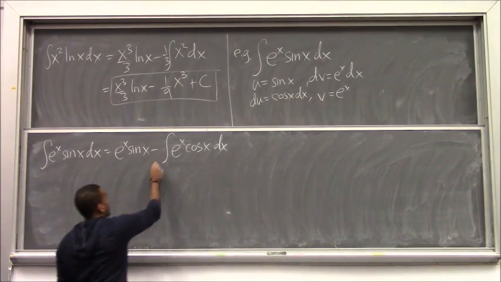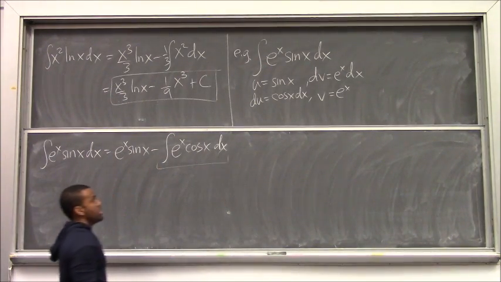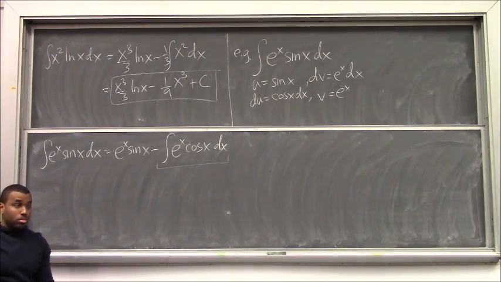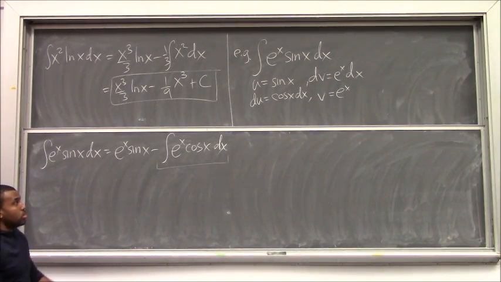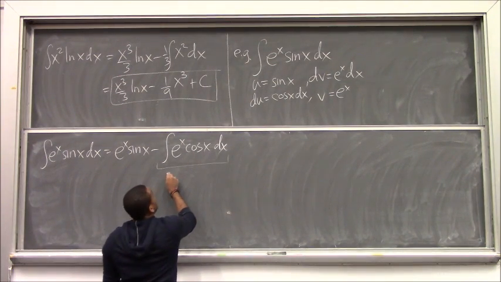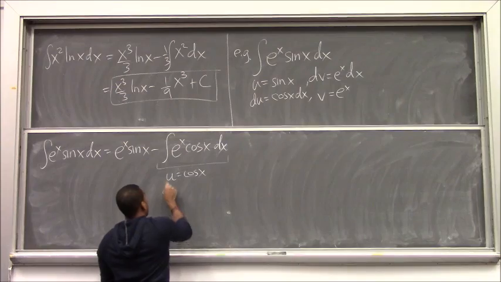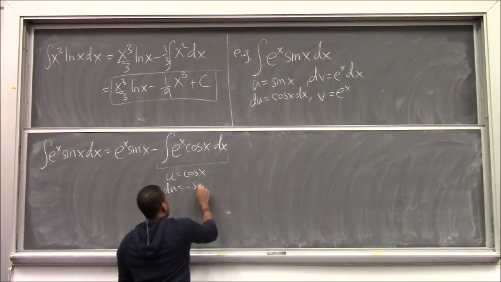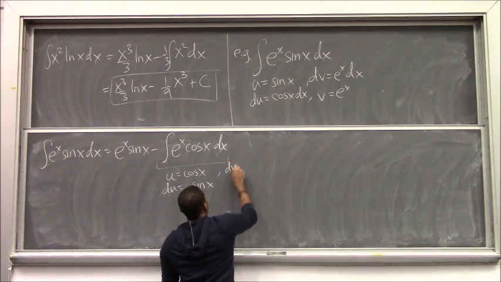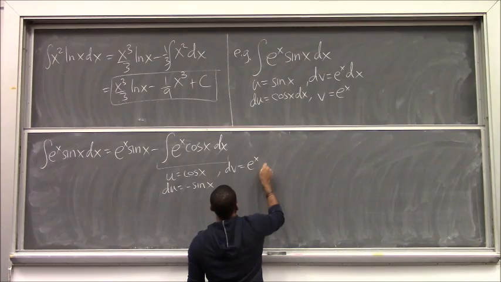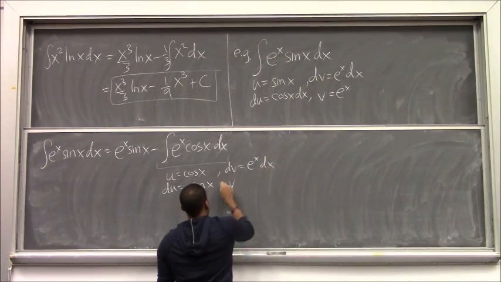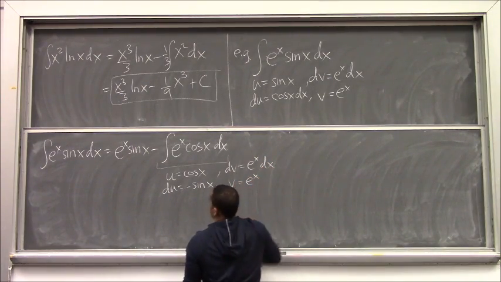And we end up with this integral. And then you're going to go through the same thing. Is the basic rule applied? No. Simplify? No. Substitution? No. Integration by parts again. Okay, what are the parts? Use the cosine as u. Your du would be minus sine. Your dv would be e to the x. Your v then would be e to the x.